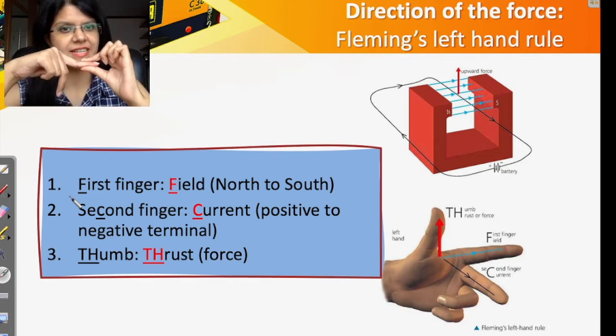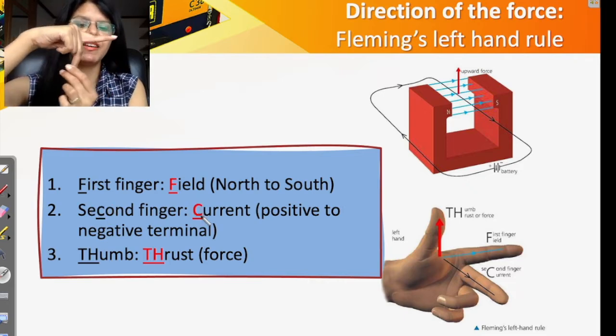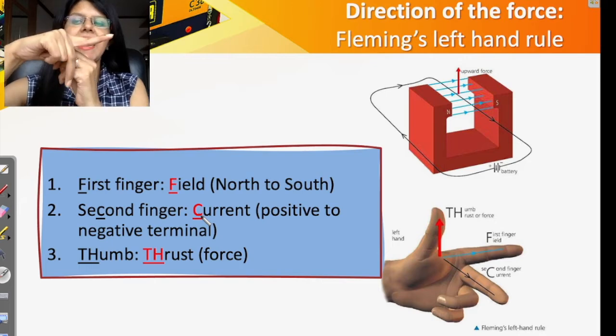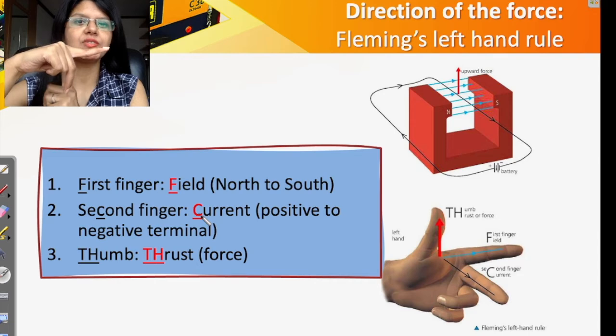F for first, F for field. First finger in the direction of the field. The second, the C in the second determines the current. This is your second finger, it gives you the current. And the thumb, TH in the thumb gives you the thrust.